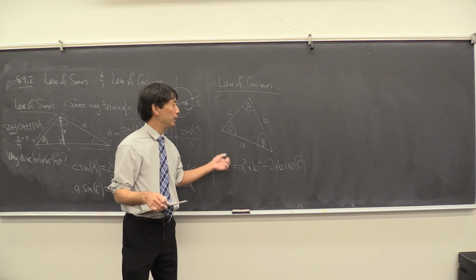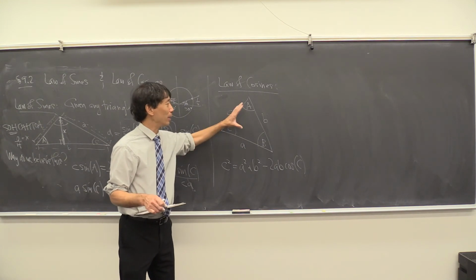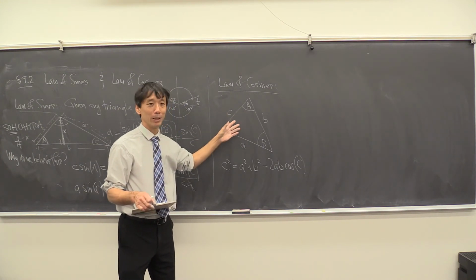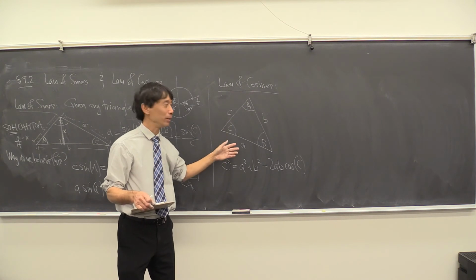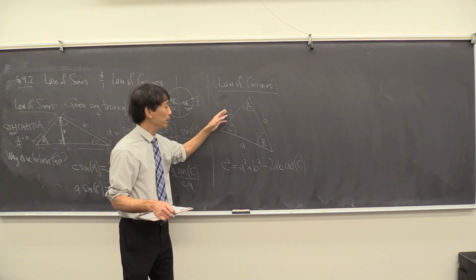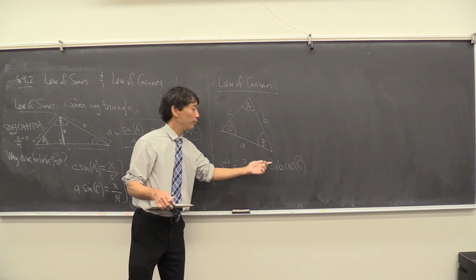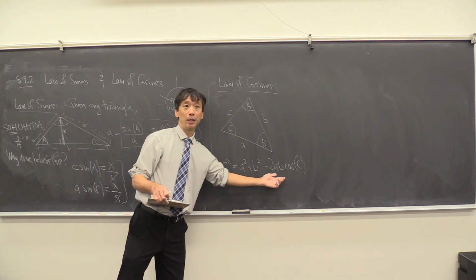c squared, this is not really a hypotenuse, right? All of the side lengths are equal, right? There is no hypotenuse here. But one side length squared is always the sum of the squares of the other two side lengths minus this term.